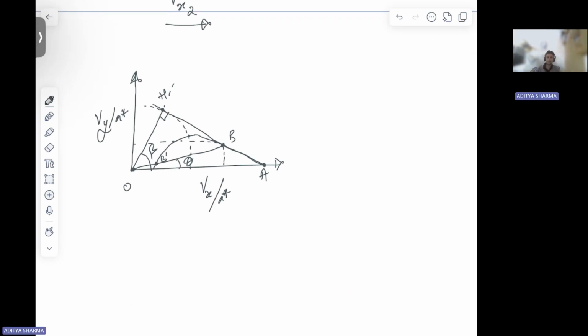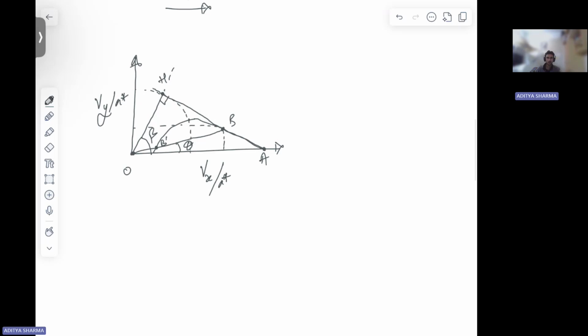Then which one is weaker and which one is stronger? The one which comes within the sonic line, so B dash. This B dash corresponds to your strong oblique shock, and your B corresponds to your weak oblique shock. So this is there.